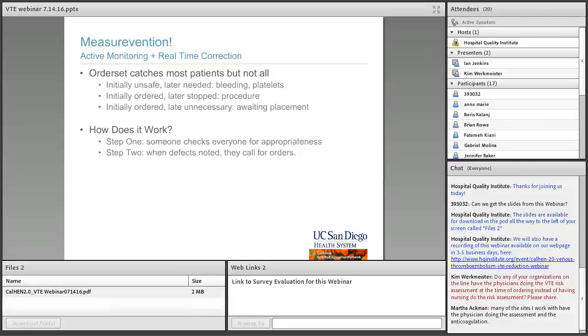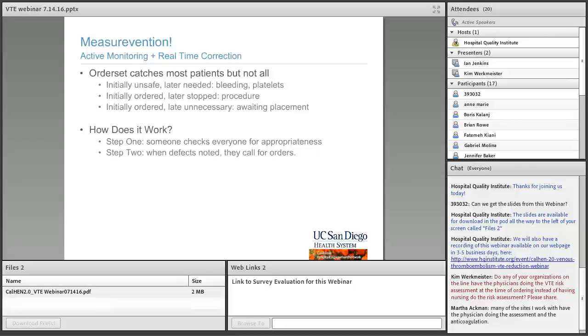What if somebody comes in and they need a procedure so the heparin is stopped, but then the doctor fails to restart it? This is actually pretty common. And then what about somebody who was on heparin and then they got better and the doctor never stops it? So the patient spends a month in the hospital waiting for placement, but they're no longer acutely ill. That's a mistake too. So how does measurement work?